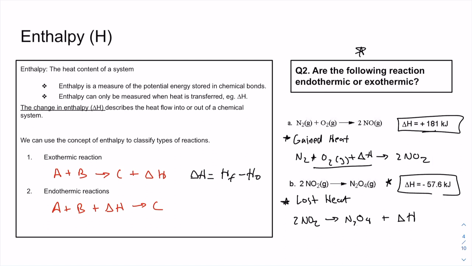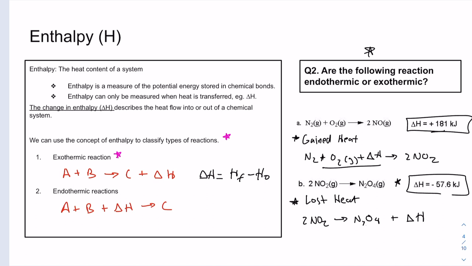All right, then we have enthalpy. Enthalpy is the heat content of the system. We look at it specifically from the point of view of how the enthalpy changes as a reaction proceeds. And so that allows us to classify two types of reactions. We have exothermic reactions, which are reactions that give off heat, and endothermic reactions, reactions that take in heat.